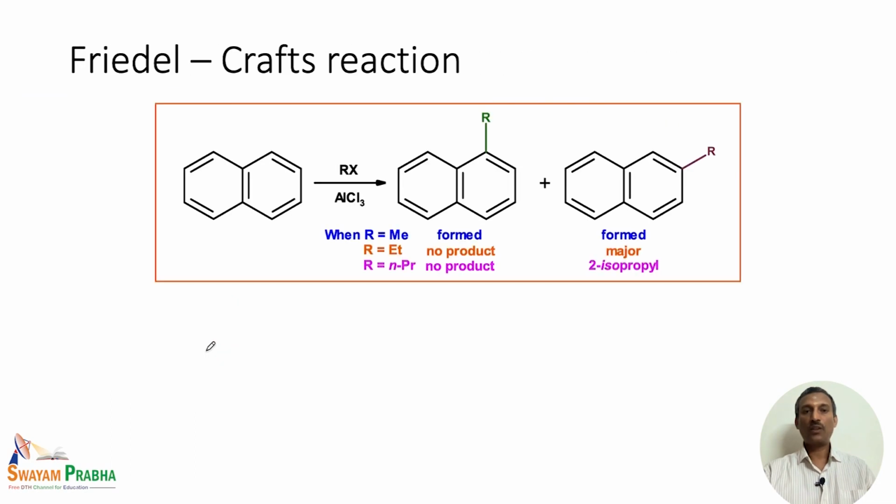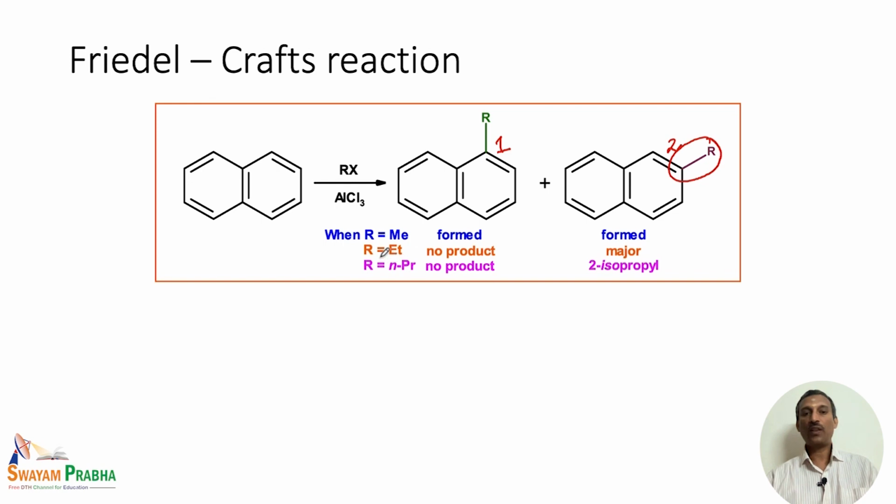So the next one is the Friedel-Crafts reaction. As we have mentioned earlier, the Friedel-Crafts reaction generally gives the 2 substitution as the major product. So if we have the R group as the methyl group, both 1 and 2 are formed. That means this 1 substitution is formed as well as 2 substitution. Because this 1 substitution is formed to a lesser extent, the 2 substitution is formed to the major extent if R is equal to methyl group.